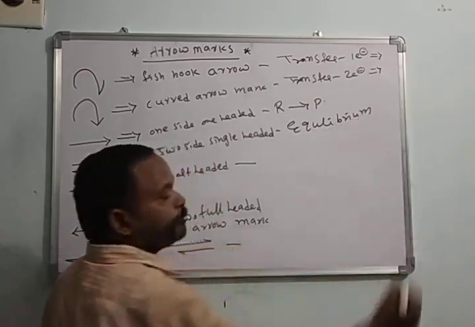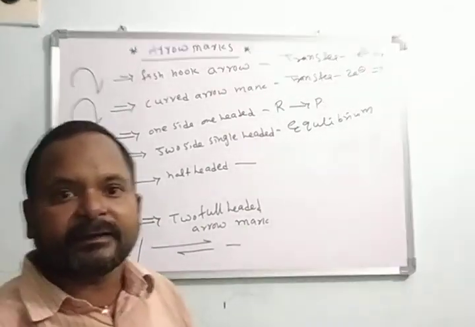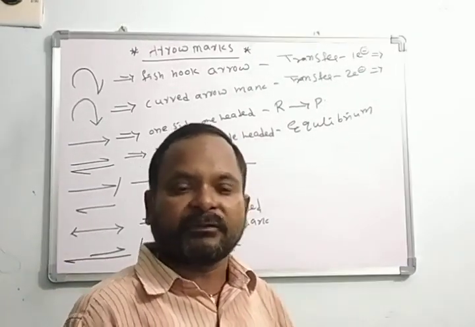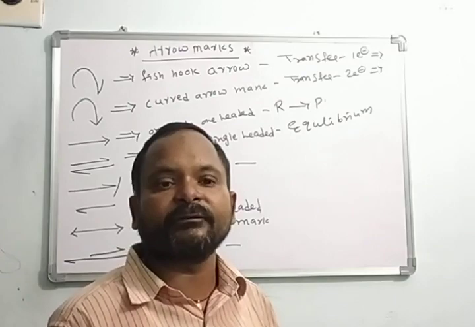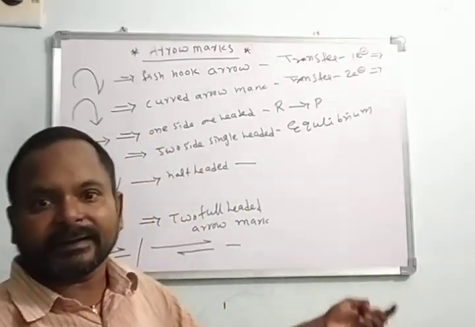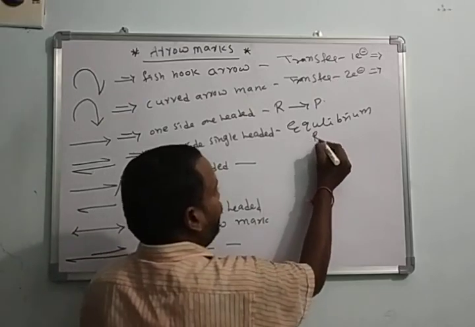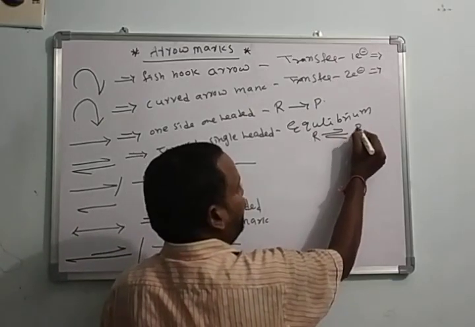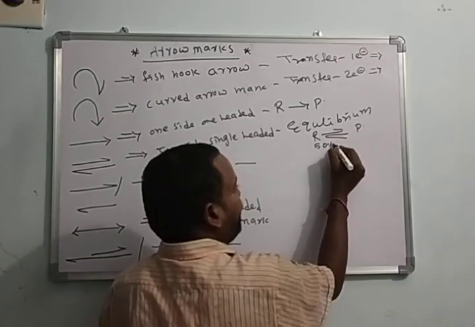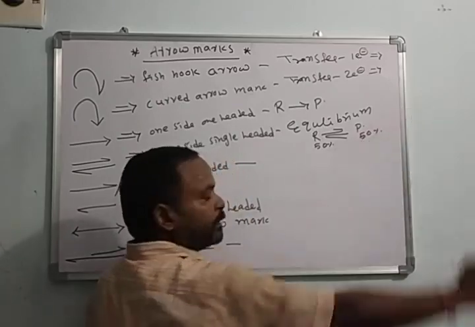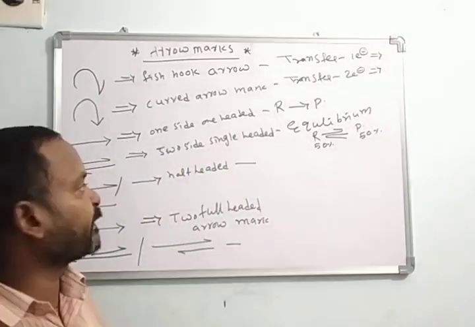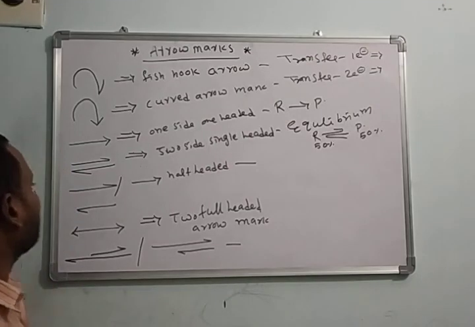If any reaction mixture has 50% reactants and 50% products, that reaction is indicated with equilibrium. That means R is in equilibrium with P. That means 50% reactants and 50% products. This we call equilibrium.